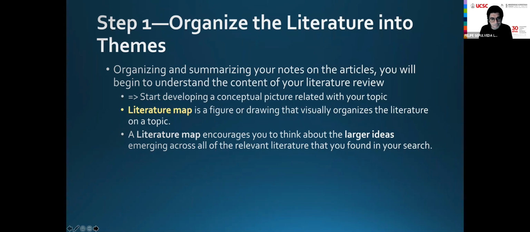In order to do this, you have to start developing a conceptual picture of what you want to tell in your literature review report. How are we going to call that picture? A literature map. That is a figure or drawing that is going to visually organize and show the literature into different topics. This literature map is going to encourage you to think about these larger ideas that are important and are going to emerge across the relevant literature that's going to follow your research.